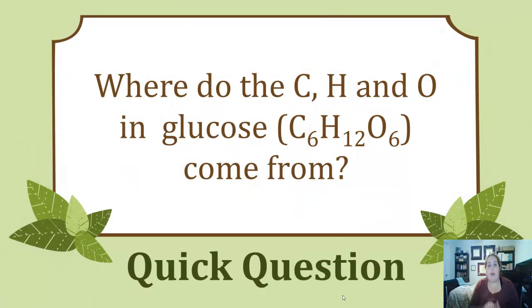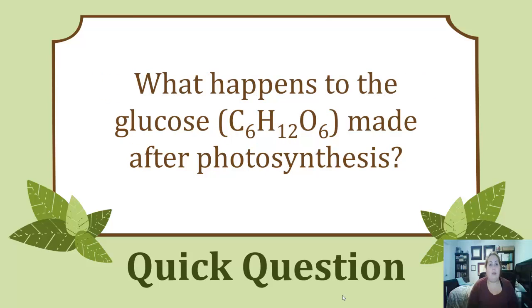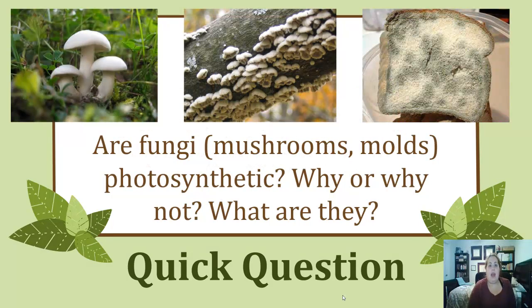3 questions I want you to consider and come prepared to answer next class. Number 1, where do the carbon, hydrogen, and oxygen in glucose come from? Number 2, what happens to the glucose after it's made in photosynthesis? And number 3, are fungi, mushrooms and molds, photosynthetic? Why or why not? If you don't think they are, then what are they?